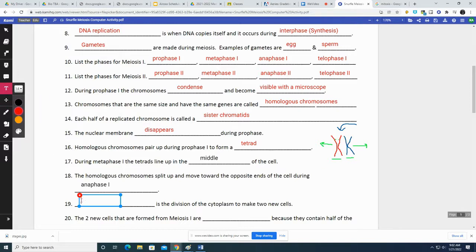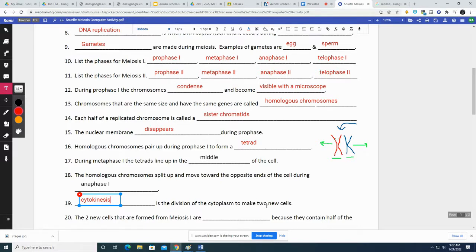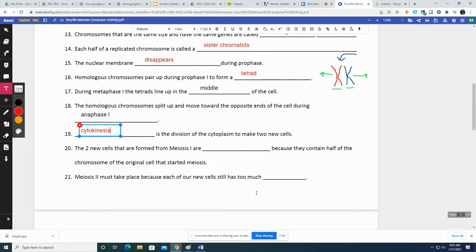19. Blank is the division of the cytoplasm. Cyto is cytoplasm, and kinesis means to divide. So that's cytokinesis. If you couldn't remember that, not a tragedy, but if you've never even heard of cytokinesis, that's a tragedy. Should have heard of it by now.